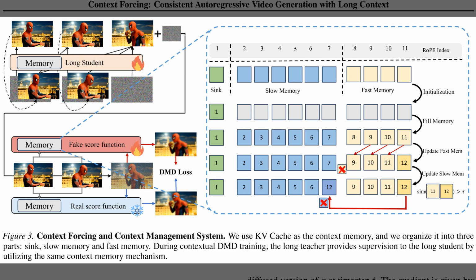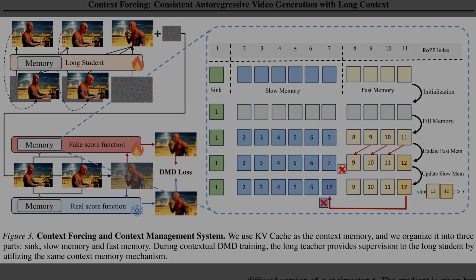The right panel zooms in on the context management system, which organizes this memory into 3 distinct parts to handle long durations efficiently. It features a green sink for stability, a blue slow memory that retains key historical frames, and a yellow fast memory acting as a rolling buffer for immediate context. This tiered structure allows the model to discard redundant information while preserving the critical long-term details needed for consistency.